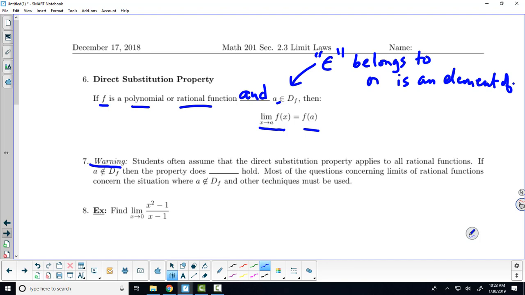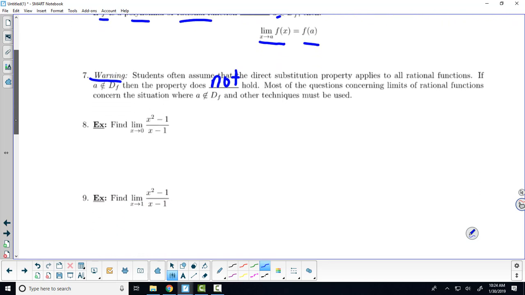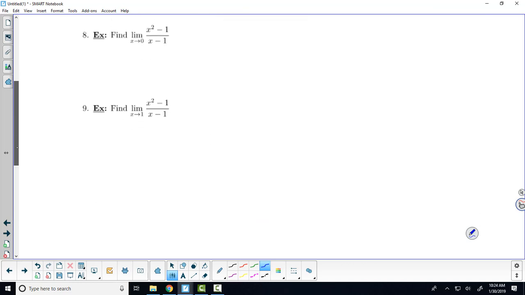If a is, what do you think this symbol means? Not. If a is not in the domain of f, then the property does, again, seems like a silly word, but I'm trying to emphasize it. The property does not hold. Okay? And other techniques must be used. All right. So I'd like to do questions 8 and 9, and I absolutely need you to understand the difference between questions 8 and 9 here. They are two completely different types of limit problems.